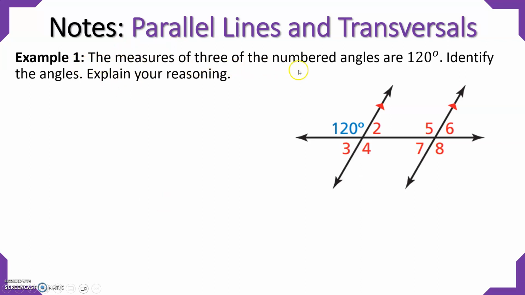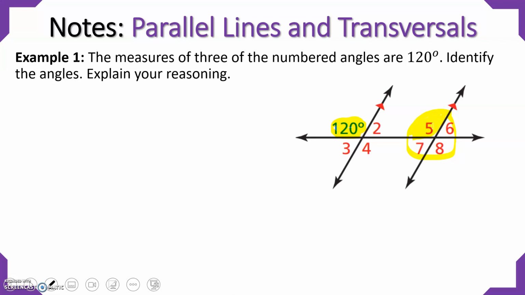The measures of three of the numbered angles are 120 degrees. Identify which ones. Explain. So we know a couple of things. We know that corresponding angles are congruent according to our theorem. So first thing we ask ourselves is which angle is in the same position as 120 degrees in the second pair. So we can see that 5 sits in the same position. So we know that angle 5 is also 120 degrees.